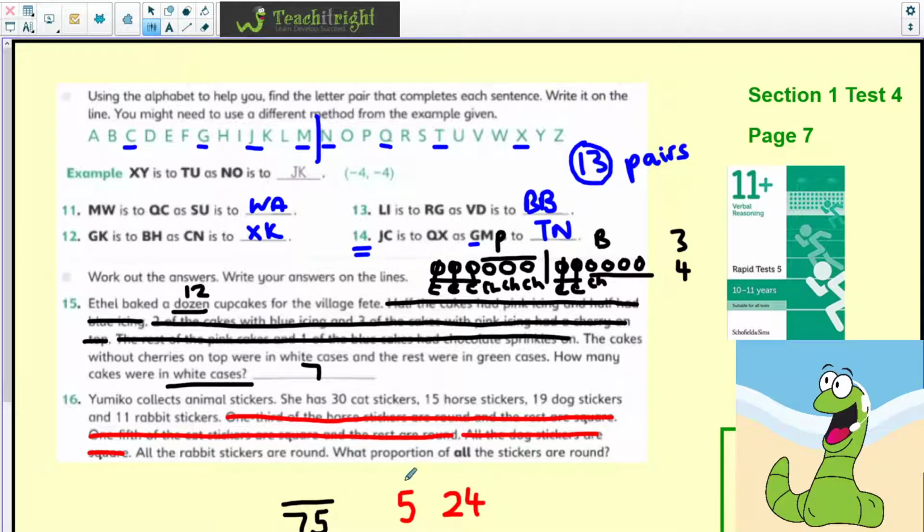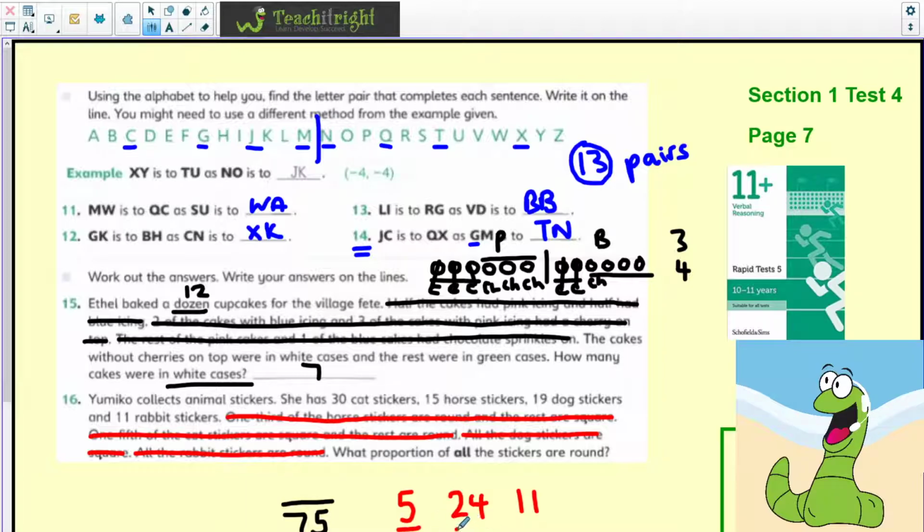And in actual fact, I've made a little error there, I think, because I should have done 1/5 of 30, which would have given me 6. Is that correct? Oh no, sorry, that was correct. I was right in doing that. There should have been 24. That was absolutely right. And then all the rabbit stickers are rounded. So we're correct there. Sorry, just confusing things.